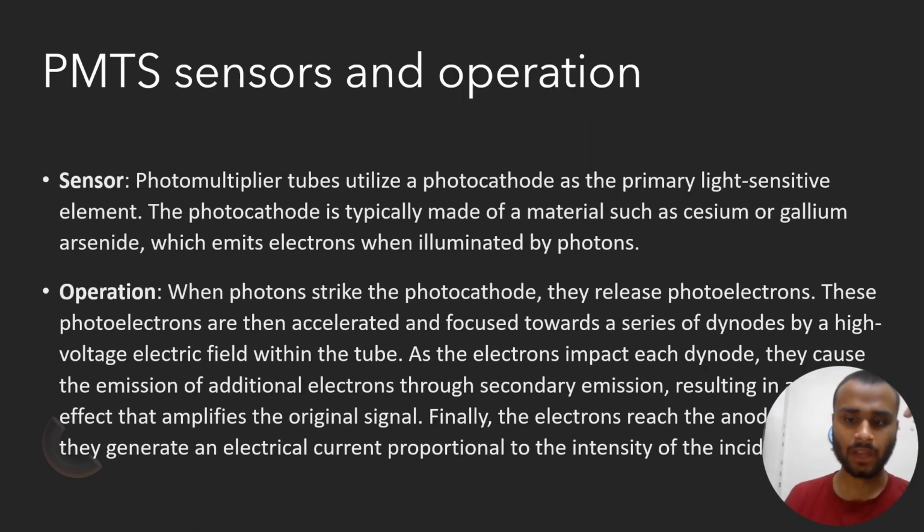Now let's discuss the sensors and operations of the PMTs. The sensor used in PMTs is the photocathode, which is made up of cesium and gallium arsenide, which emit electrons. Now the operation is, again, the same. The electrons emitted by the photocathode are passed from one diode to another, and during this process the electrons impact each diode and cause the emission of additional electrons through secondary emission, and hence the intensity of the faint light increases, and it is then detected at the anode.